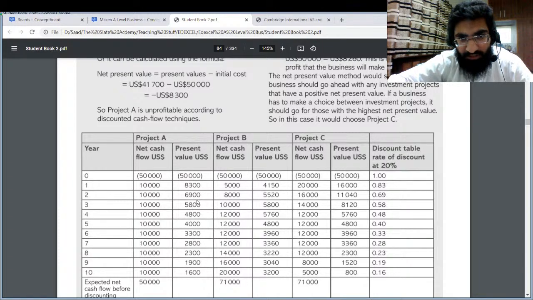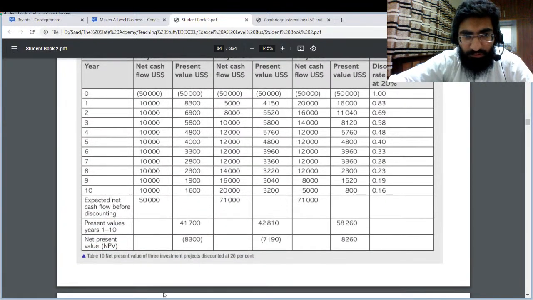And then I add these discounted values. These are also called discounted cash flows. Since this is cash flow and I have discounted this to present value, I will add all these discounted cash flows, and whichever project gives me the highest discounted cash flow, I will pursue that project.